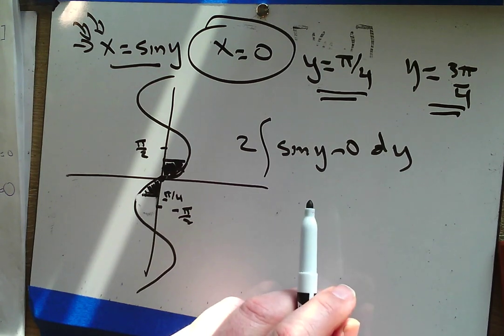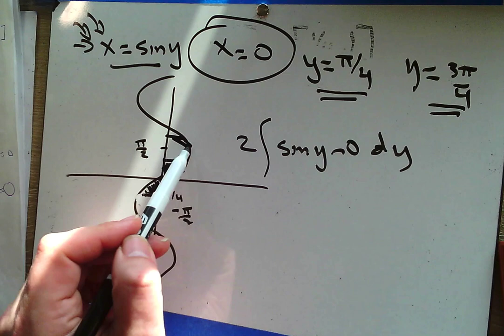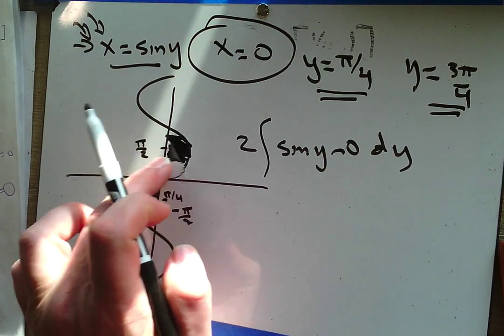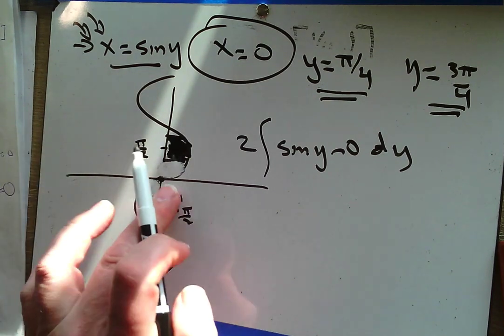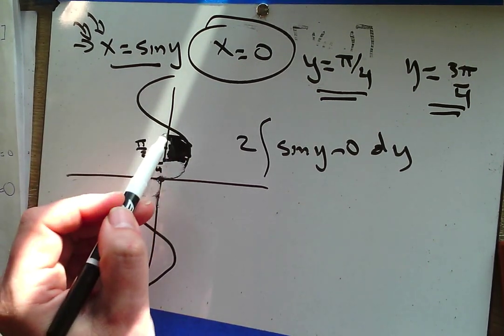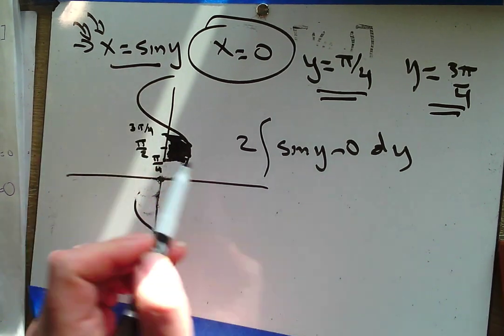Oh no, Mr. Kukla, you're such a numbskull. You were supposed to go to 3 pi over 4 from pi over 4, not negative pi over 4. Well, no matter. Pi over 4. I wish one of you had said something, though. 3 pi over 4.